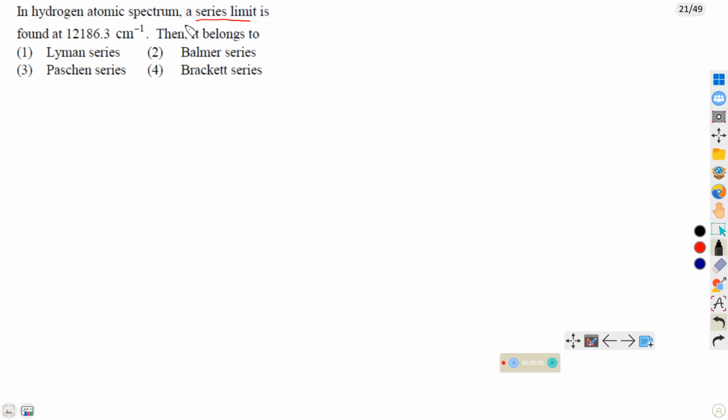In hydrogen atomic spectrum, a series limit is found at 186.3 centimeter inverse. Then it belongs to. First of all, series limit, or this is also considered as limiting line.